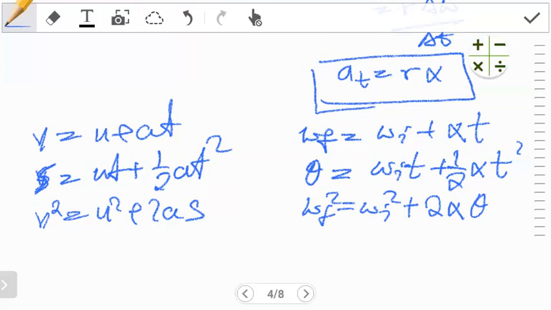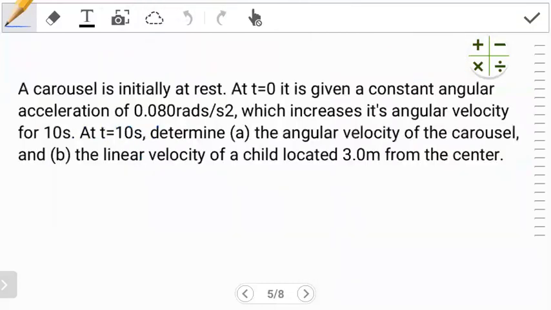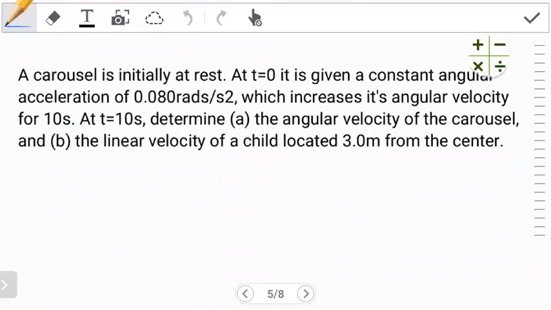But the equations still hold. Okay. So having described this, let's see if we can work out a few examples. Let's start with this one. We have a carousel that is initially at rest. If you're thinking about what a carousel is, just think of it as a merry-go-round.